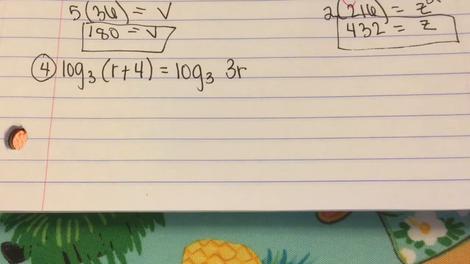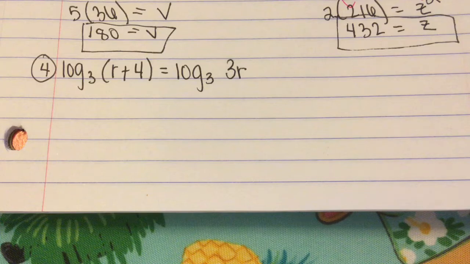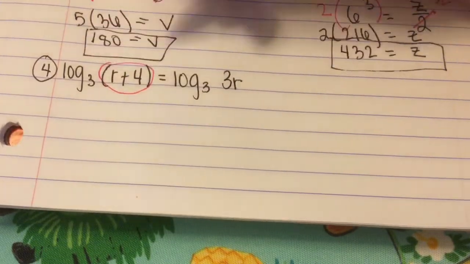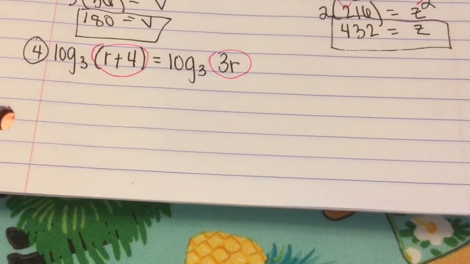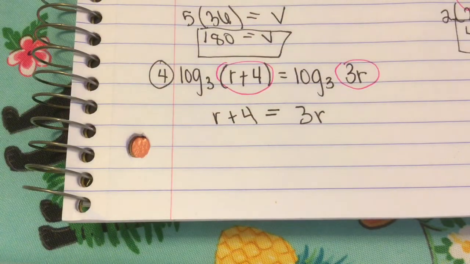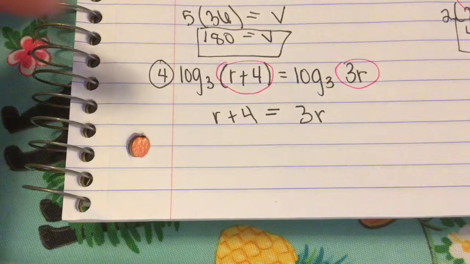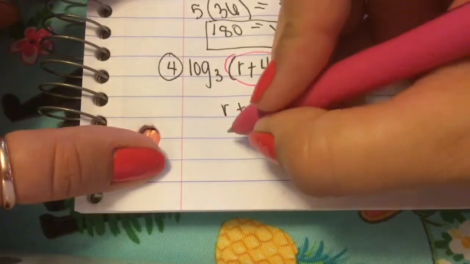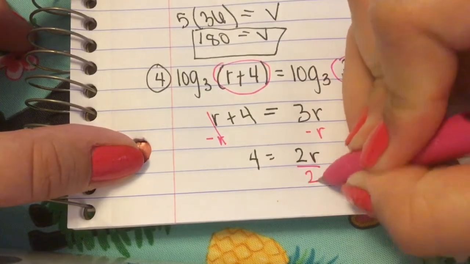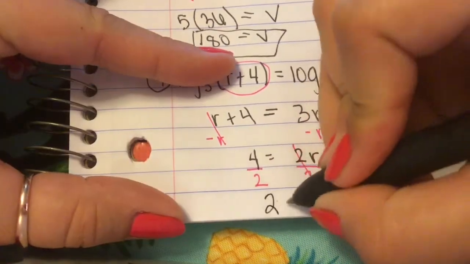Here is our last example. Notice how the logs on both sides have the same base, and they're also both isolated on both sides with the same base. When that happens, we can set these pieces equal to each other. I can set this and this equal to each other. And then this is just a normal Algebra 1 style equation. We're going to probably subtract r to get our r's together. Get that r by itself, nice and isolated. So then here our answer would be 2.